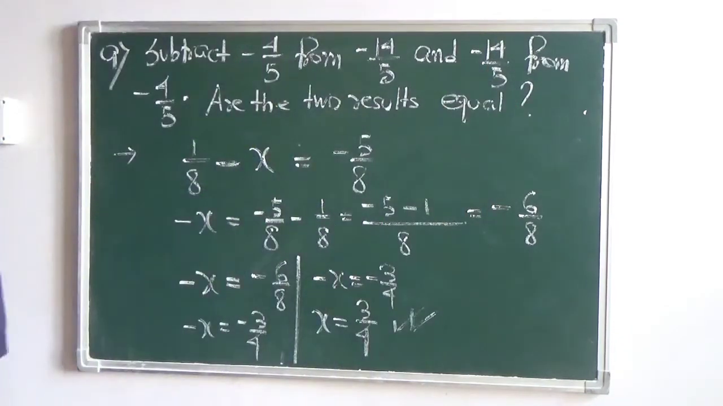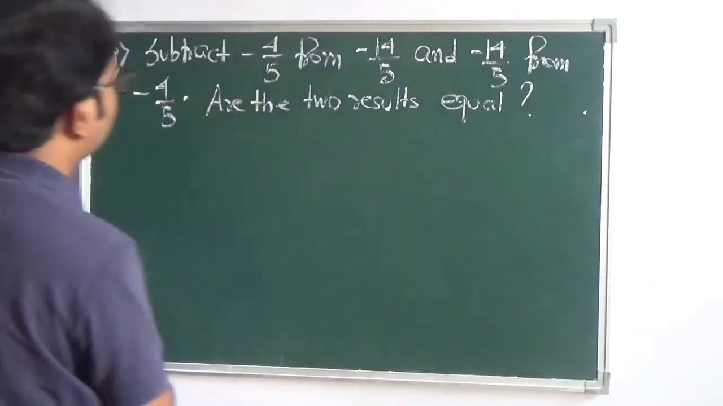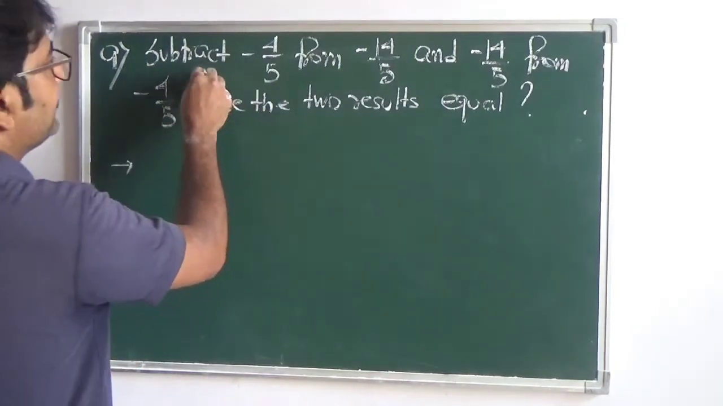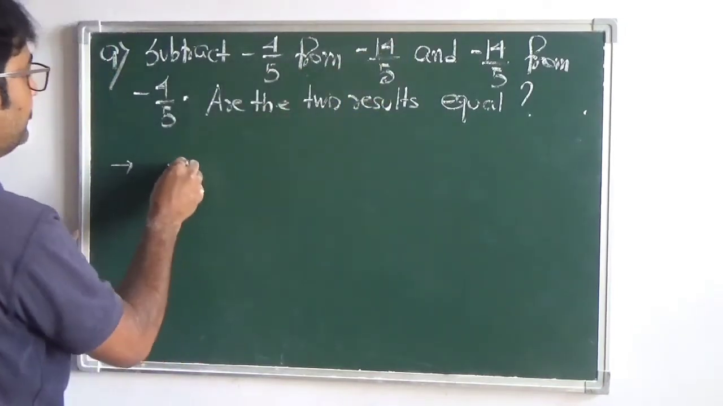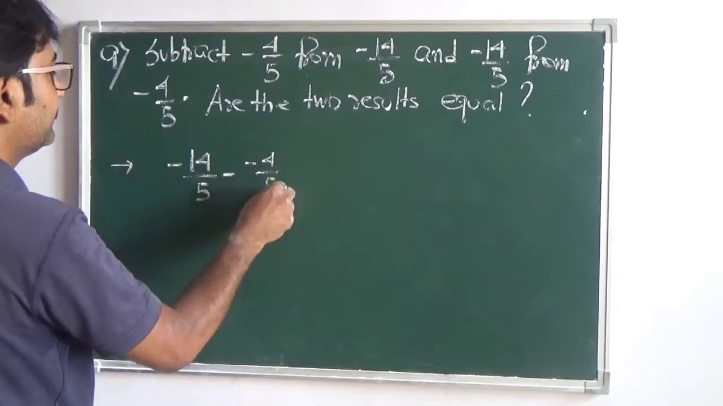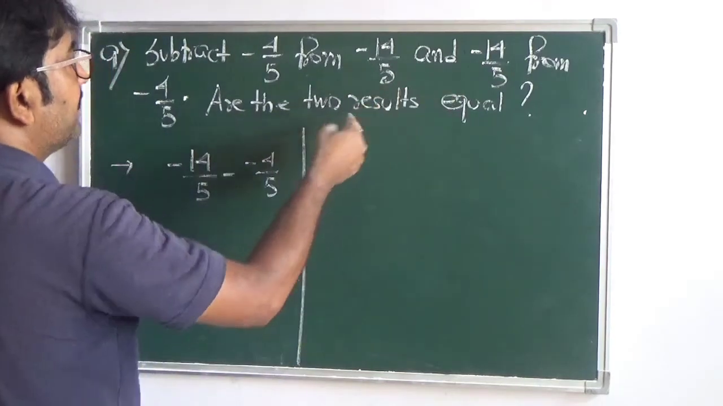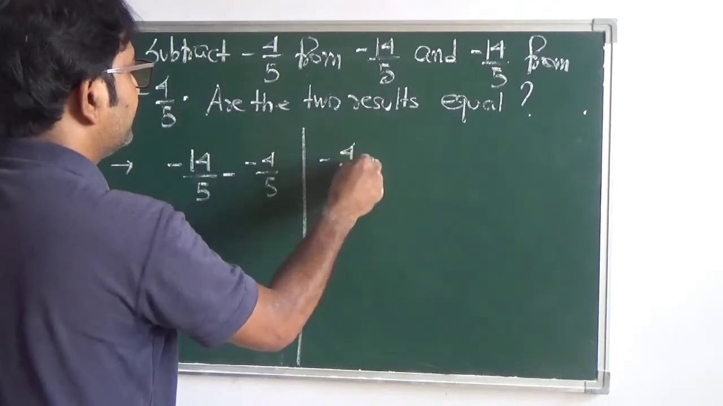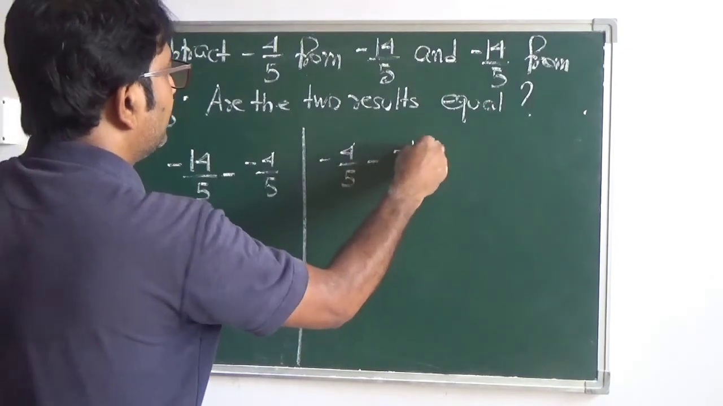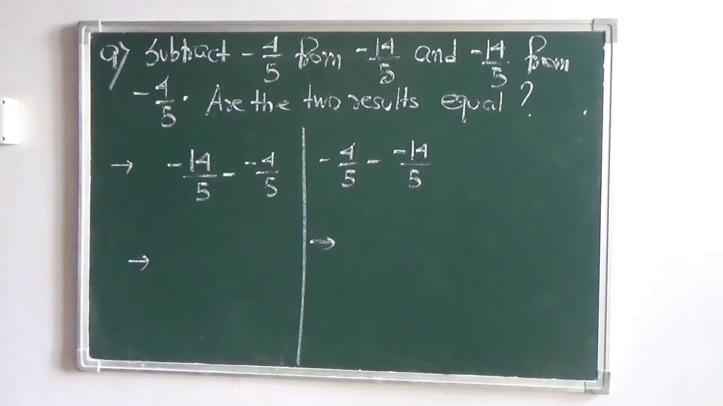So the question says, the calculation part you will complete. Subtract minus 4 by 5 from minus 14 by 5, so minus 14 by 5 minus minus 4 by 5. Get the result here, and then minus 14 by 5 from minus 4 by 5, so minus 4 by 5 minus minus 14 by 5. Solve both of these and check whether the values are the same or not. If it is equal, say they are equal. If it is not, they are not equal.